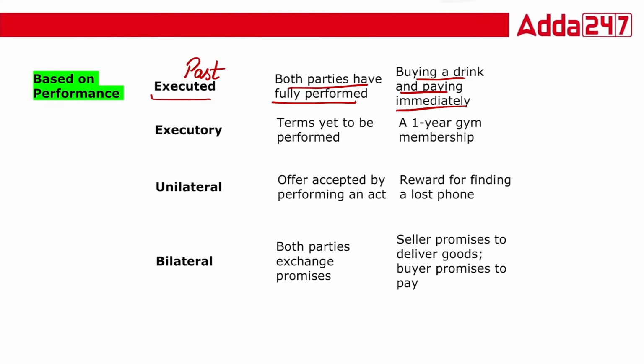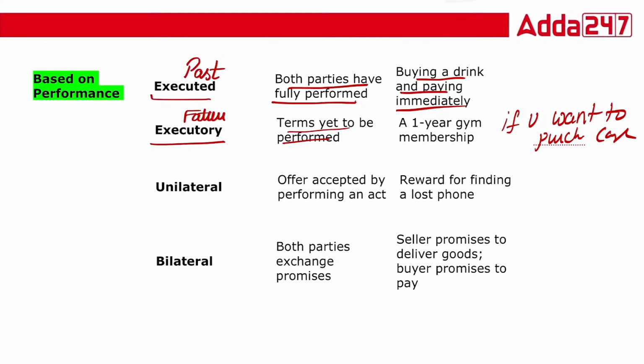Okay. Now executory, that is the future one. Terms yet to be performed. So executory means future contract. The best example, suppose you want to purchase a car on Holi. That is the best example of an executory contract. Okay. So a 1 year gym membership is also an example of an executory contract.